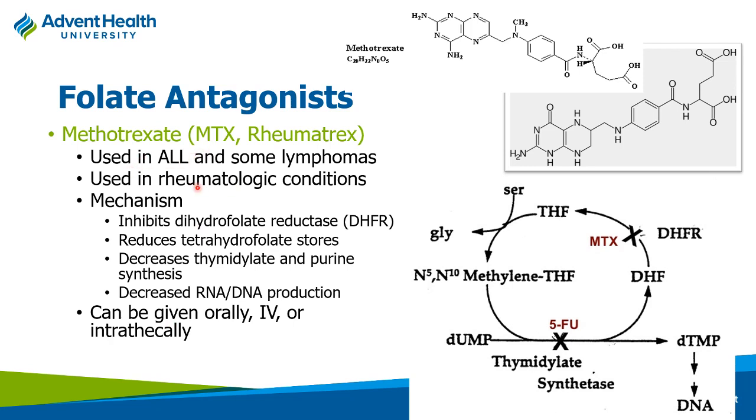Again, you're going to see this used in a lot of rheumatologic conditions, as I mentioned. Basically, what it does is it inhibits dihydrofolate reductase, and so this is an important enzyme. You can see where it's working to inhibit eventual synthesis of some of these pyrimidines, right? So you inhibit dihydrofolate reductase, you reduce these tetrahydrofolate stores, and thus you're going to get less purine synthesis occurring, less DNA, RNA production. Thus it tends to be pretty effective for suppressing the immune system, right?